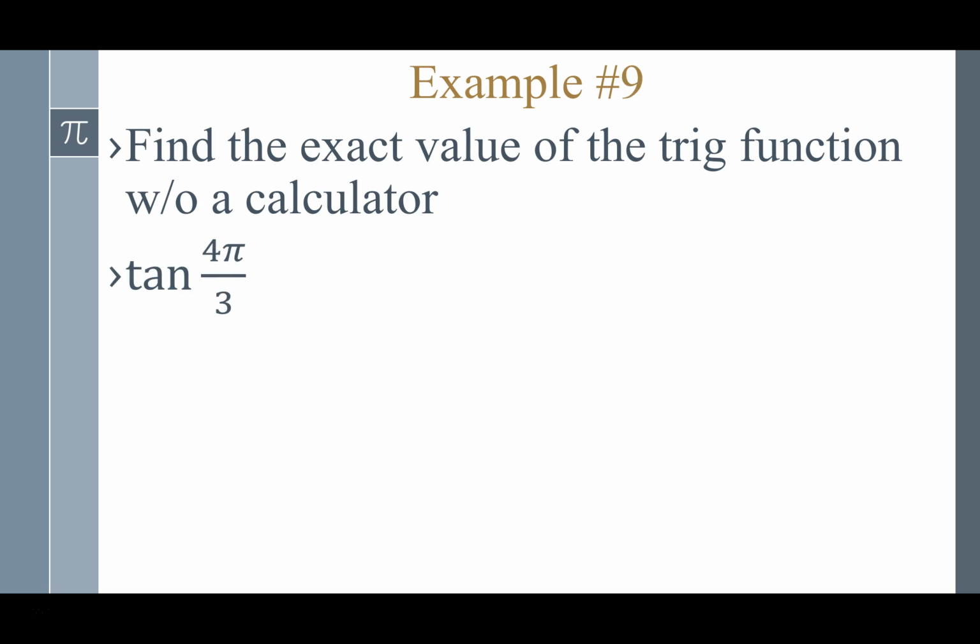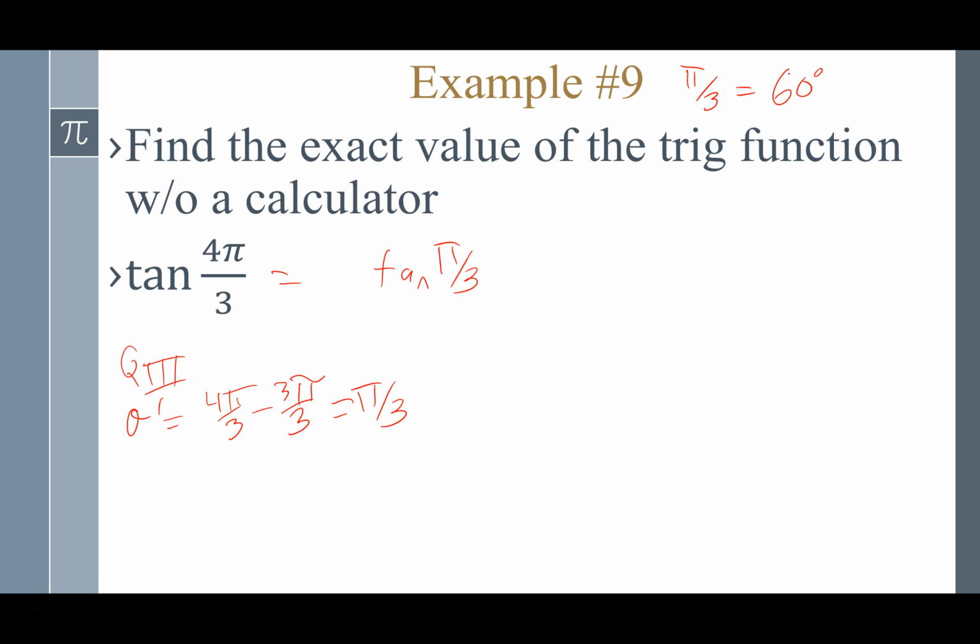And then finally, tangent of 4 pi over 3. Well, that is in quadrant 3, which means our reference angle would be 4 pi over 3 minus pi, which becomes 3 pi over 3. So we get pi over 3 for the reference angle. And in quadrant 3, the tangent is positive because tangent is y over x. And in quadrant 3, both x and y are negative, which means they cancel to result in a positive. Pi over 3 is equivalent to 60 degrees. So if we're using our handy chart, tangent of 60 is square root of 3.